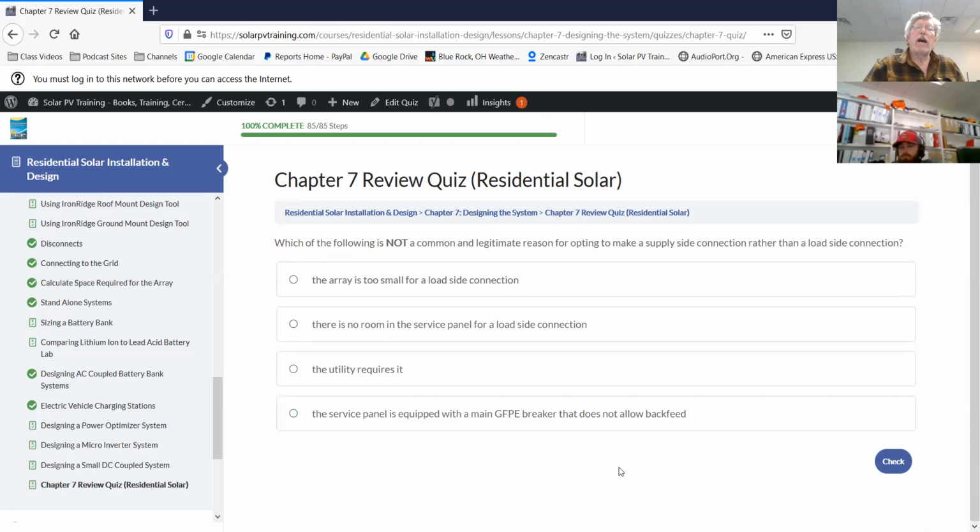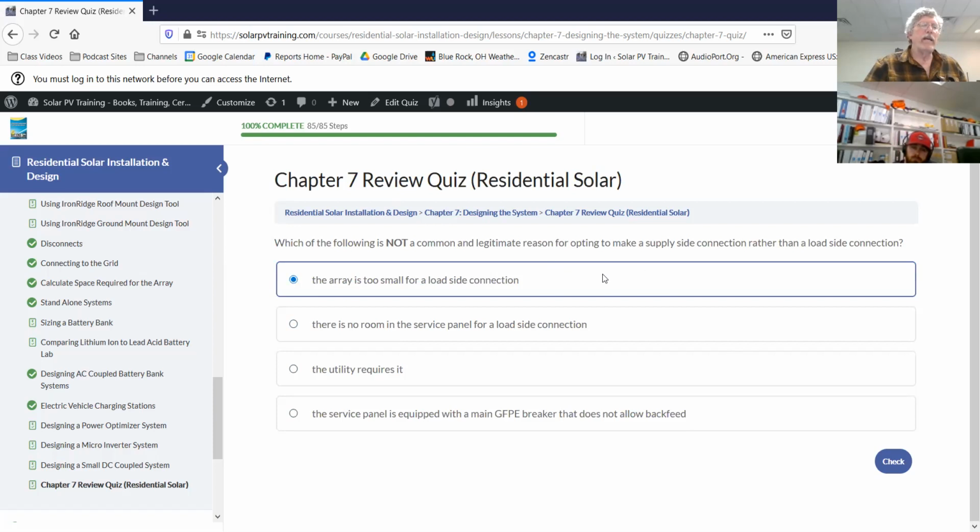Which of the following is not a common or legitimate reason for opting to make a supply side connection rather than a load side connection? Well, the array is too small for a load side connection. Well, that's certainly not an option because typically it's because the array is too big. The amperage will be greater than what your load side connection can handle. There's no room in the service panel. Well, that's a very common situation. You go to install a solar array and the service panel's maxed out. There's just not any space. So that's a real common issue. The utility might require that it be a supply side connection. That can happen, especially in commercial systems.